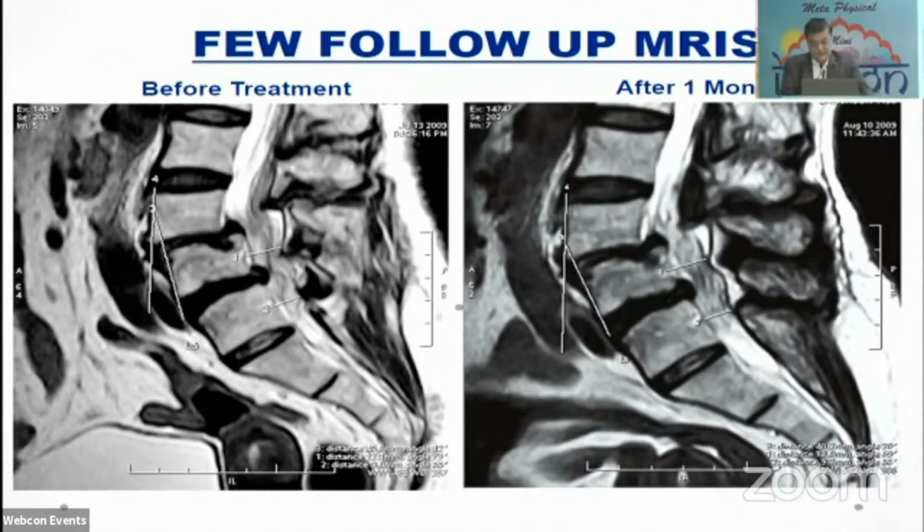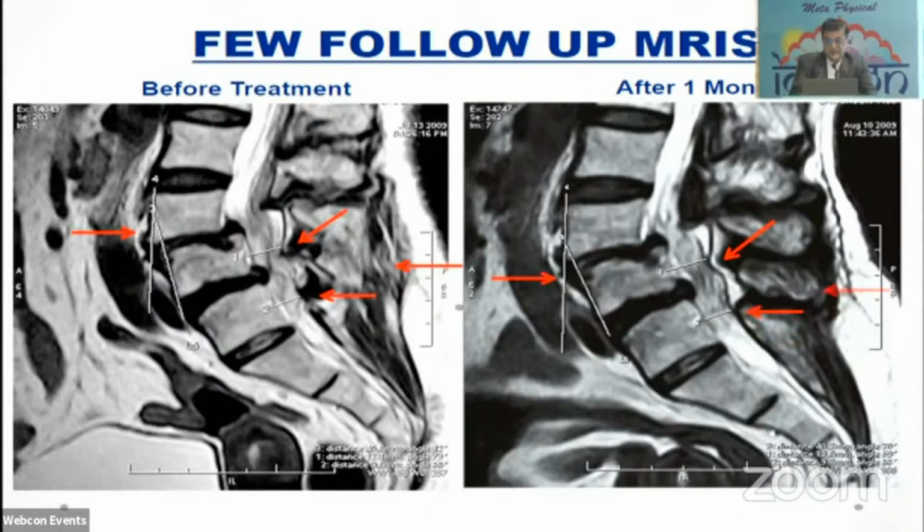I'll show you some 3 MRIs I have brought. See, this is pre-op. Look at the intervertebral angle. Look at this, the size of canal, here size of canal, interspinous ligament, you hardly visualize. Now this is after 1 month, increase in intervertebral angle, increase in the distance.